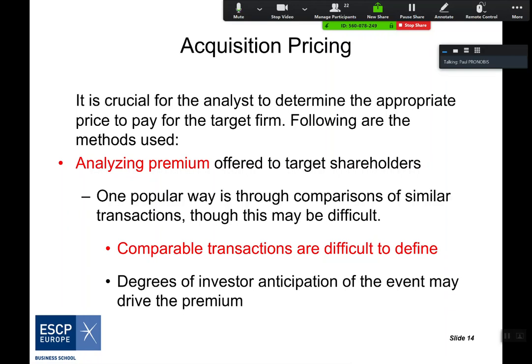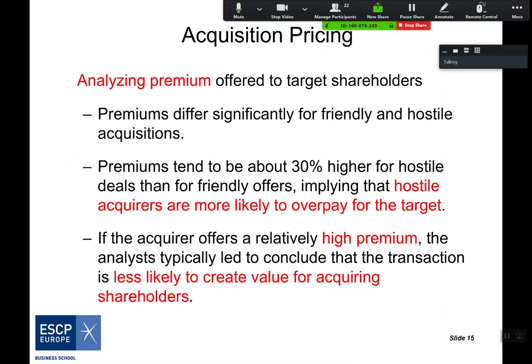Meaning that what you should do is look at the price reaction of the target company as well as of the acquiring company when the announcement of the merger occurred, or for example when the deal was closed, and elaborate a little bit on that. To give you a little bit of information about premiums in general.